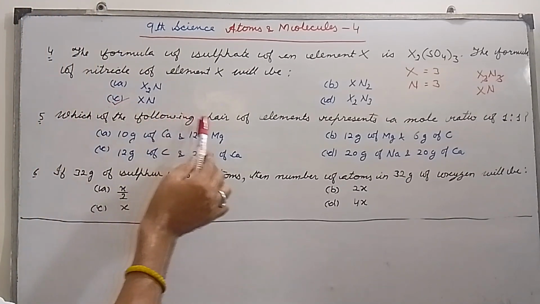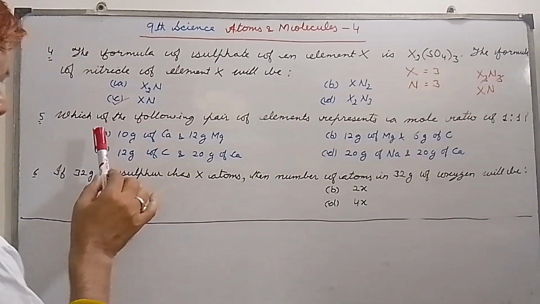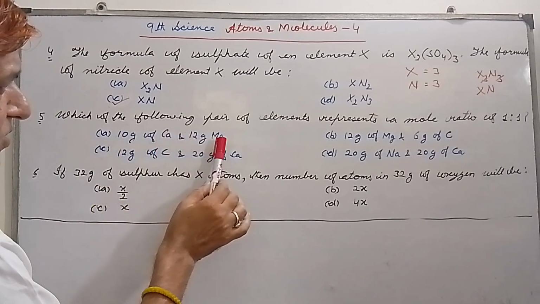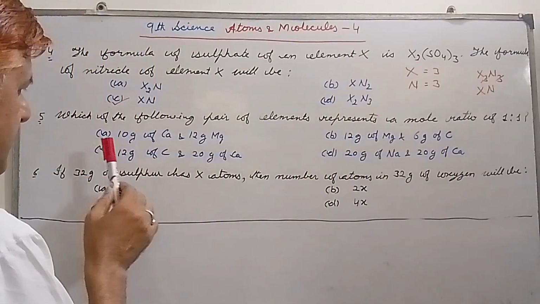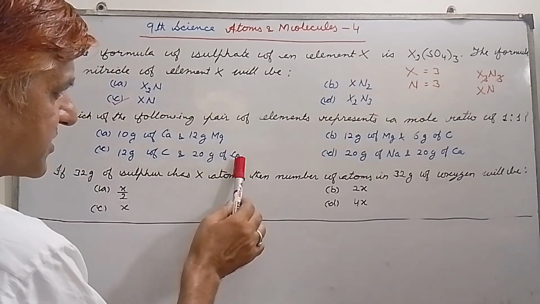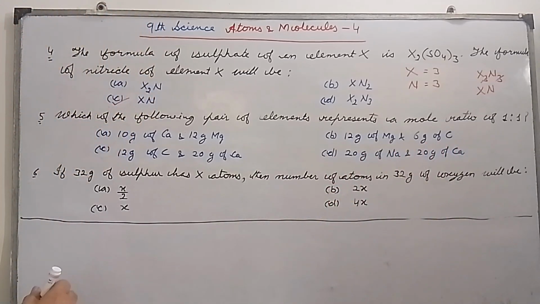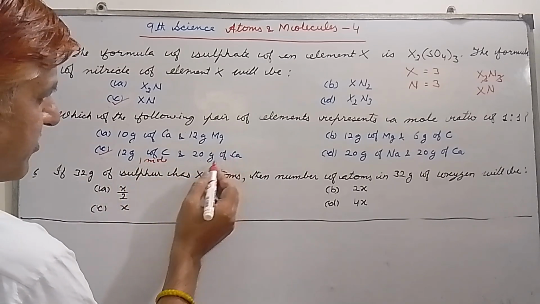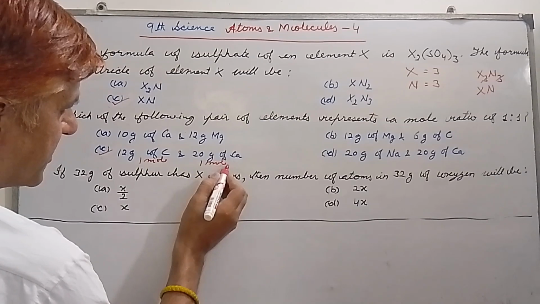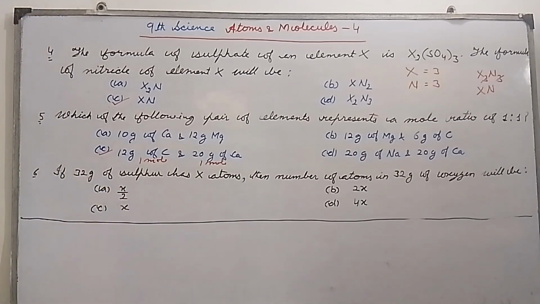Question number 5. Which of the following pairs of elements represents a mole ratio of 1:1? First option is 10 gram of calcium and 12 gram of magnesium. B is 12 gram of magnesium and 6 gram of carbon. C is 12 gram of carbon and 20 gram of calcium. D is 20 gram of sodium and 20 gram of calcium. So my dear students, here the correct option is C, because 12 gram of carbon is equal to 1 mole and 20 gram of calcium is also equal to 1 mole. So when you divide this, you will get ratio 1:1. So C is the correct option.